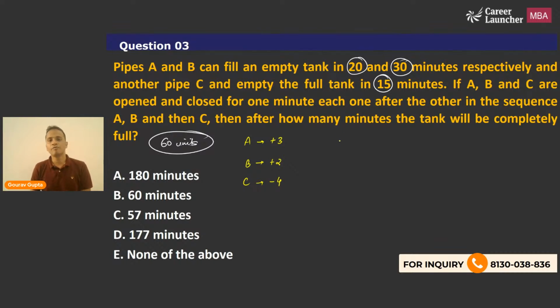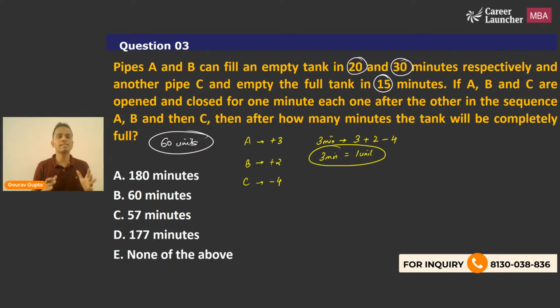Okay. Now for the first minute, A will work, will fill 3 units of water. In the second minute, B will work, will fill 2 units of water. And in the third minute, C will work and will take out 4 units of water. So I can say that in 3 minutes, the net quantity that will be filled will be 3 plus 2 minus 4, that is 1 unit. Okay. So in every 3 minutes, 1 unit of tank will be filled.